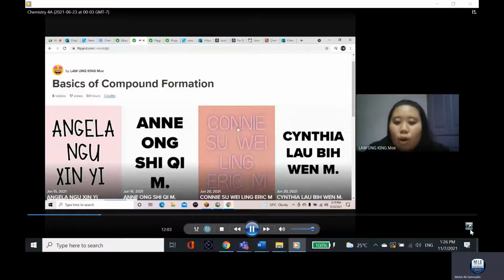Okay, so the information from this student is also the same. She talked about the two types of bond. We have the ionic bond between metal and non-metal, and we have the covalent bond between non-metal and non-metal.